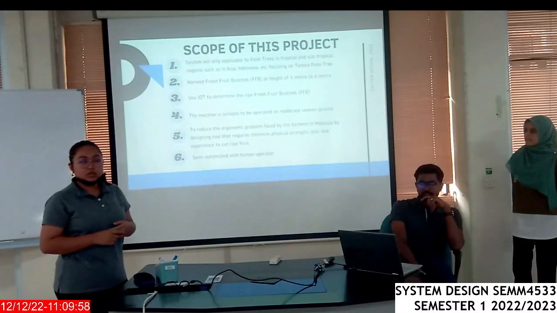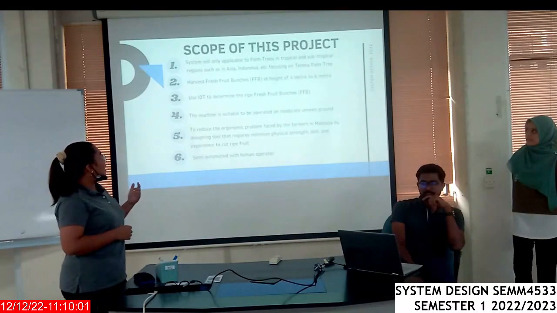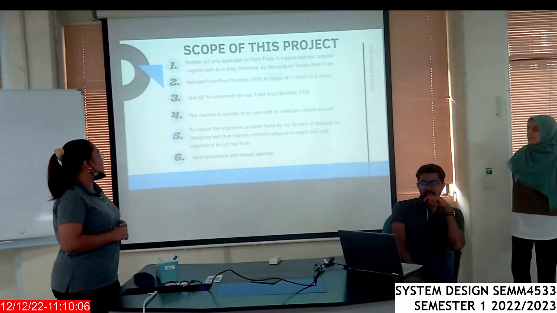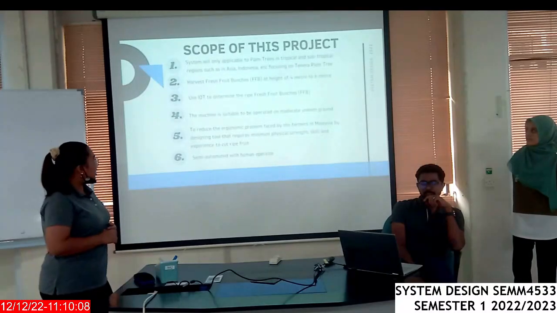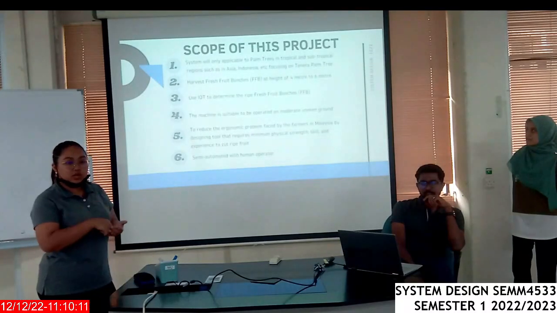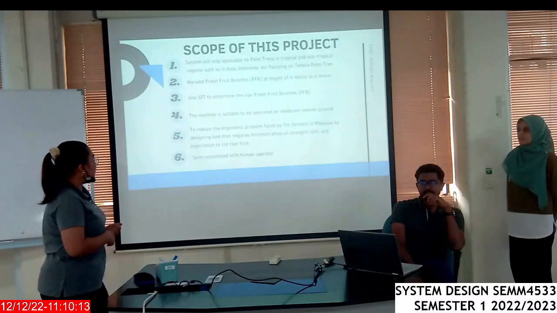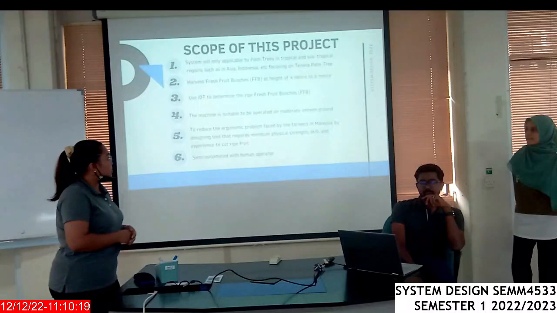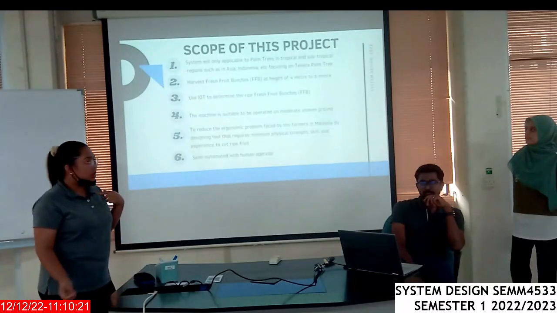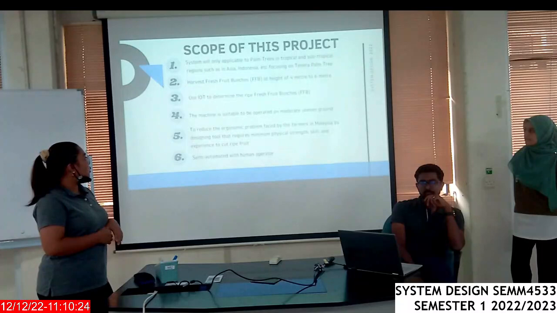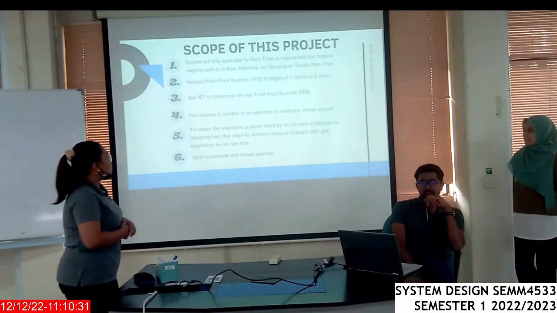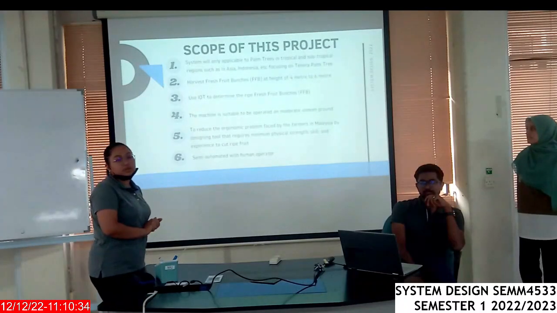Okay, so the scope of this project is, one, our system is only applicable to palm trees in tropical and subtropical regions, such as in Asia, Indonesia. We focus on the Canara palm tree. The second one is we harvest FFB, as Haziq said before, at a height of 4 to 6 meter. The third one is we will use IoT to determine the right fresh fruit bunches. The fourth one, the machine is suitable to be operated on moderate and even ground.